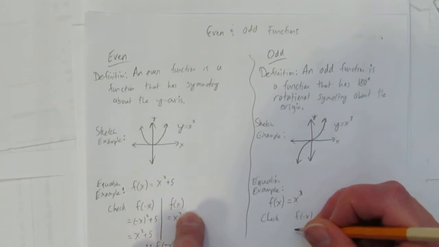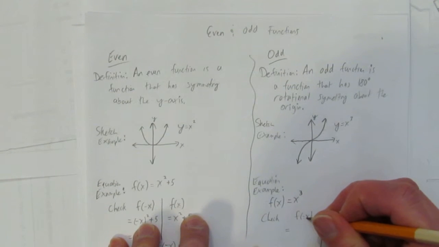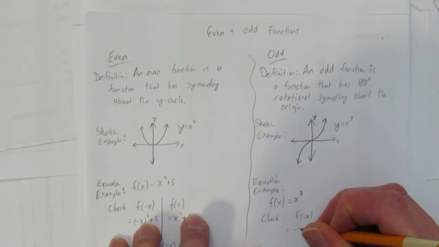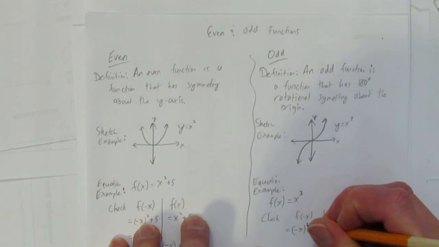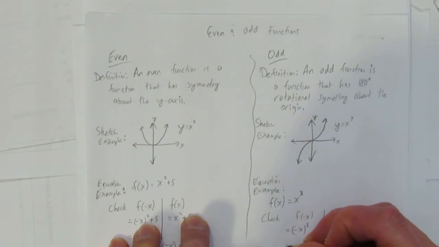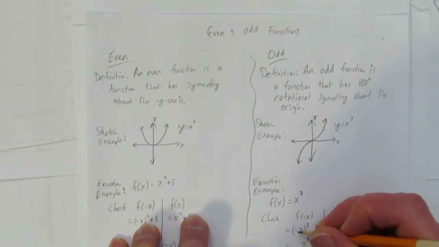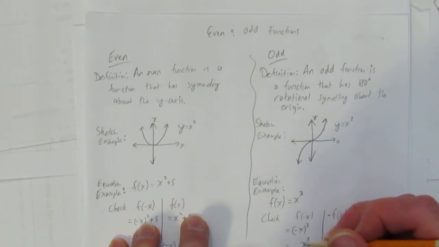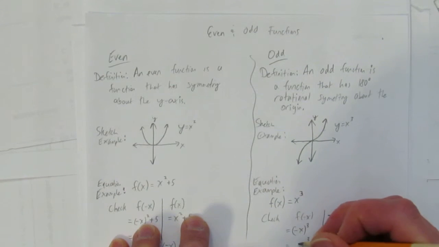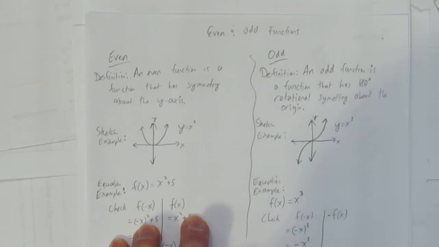Let's see what happens when we sub it in. We sub in a negative x here, you'd get negative x cubed. Well, that's the same as cubing the negative 1 and cubing x. Cubing x is easy, you just get x cubed. What happens when you cube negative 1? You can check on your calculator, but you should know negative times a negative is a positive, times the third negative will make it negative.